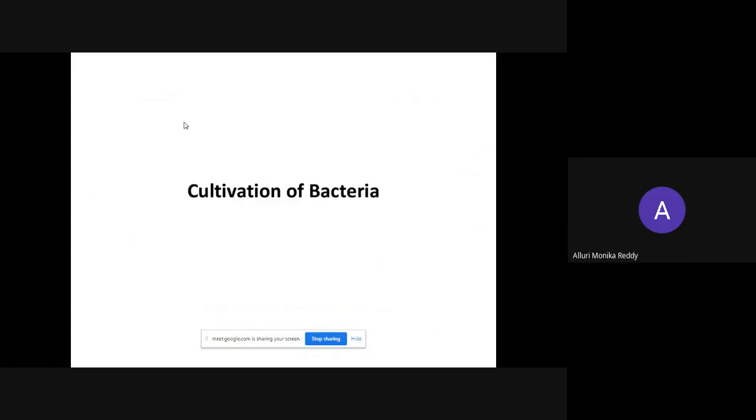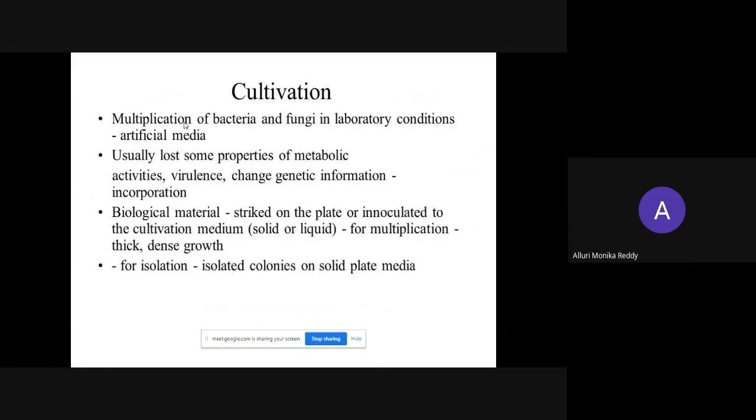So the first thing, why we have to cultivate, is to observe the growth of the bacteria under laboratory conditions. What are laboratory conditions? It is nothing but growing the bacteria in in vitro conditions, giving proper environmental and physiological conditions to the bacteria, like temperature, enrichments, etc. All this is to be provided under laboratory conditions.